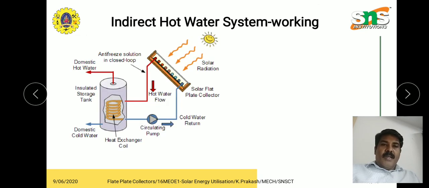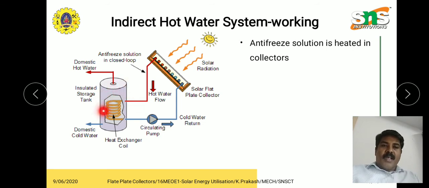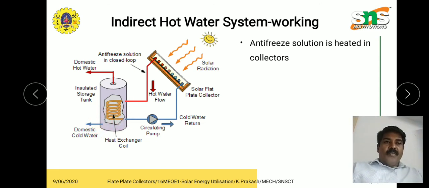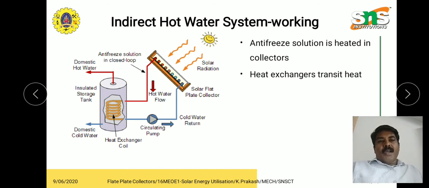Now let us discuss how the indirect water heating system works. As we discussed earlier, here we are using a heat exchanger coil. We are using the antifreeze solution to heat in the collectors. What is the use of this antifreeze solution? If you take climatic conditions like Jammu and Kashmir, it is always cold.